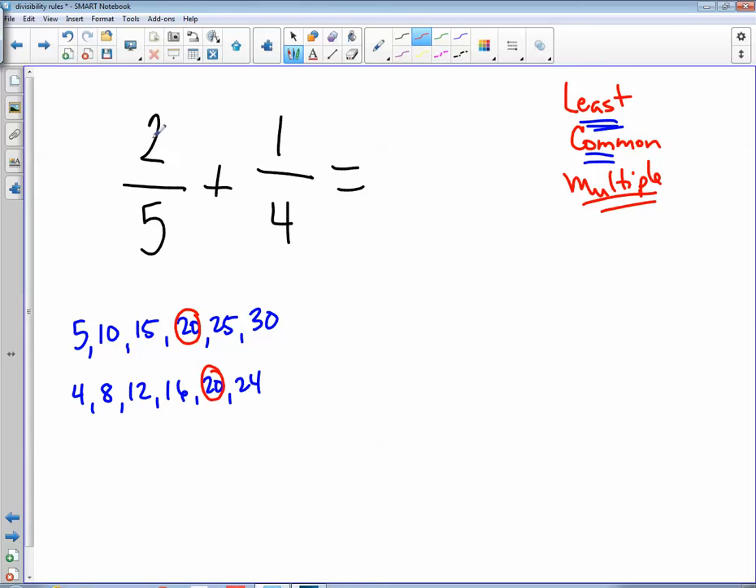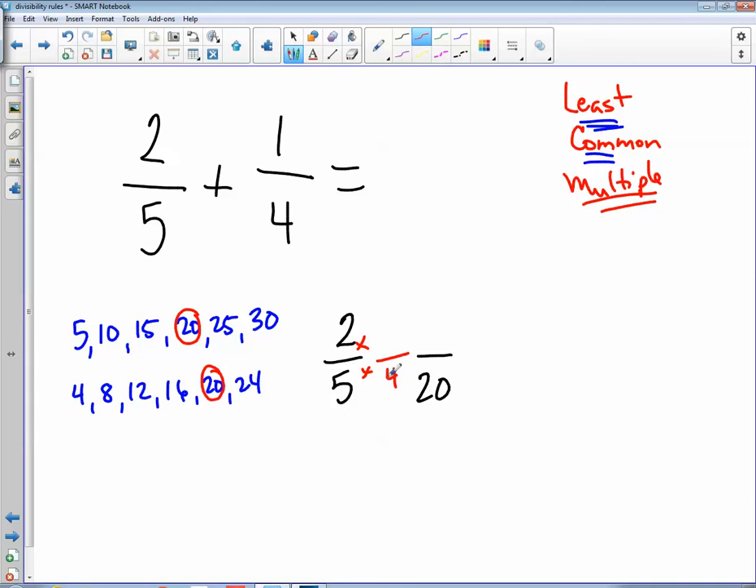We're going to take now each fraction. We're going to start with 2/5. And 20 is going to be our new denominator. Now, how can we make a 5 turn into a 20? Well, we're going to have to multiply. We're going to multiply that 5 times 4. I know that 5 times 4 is 20.